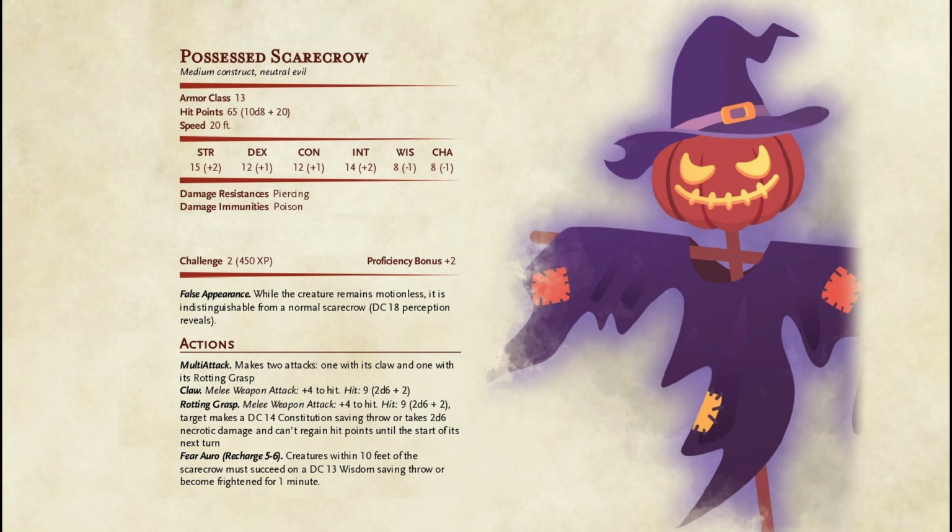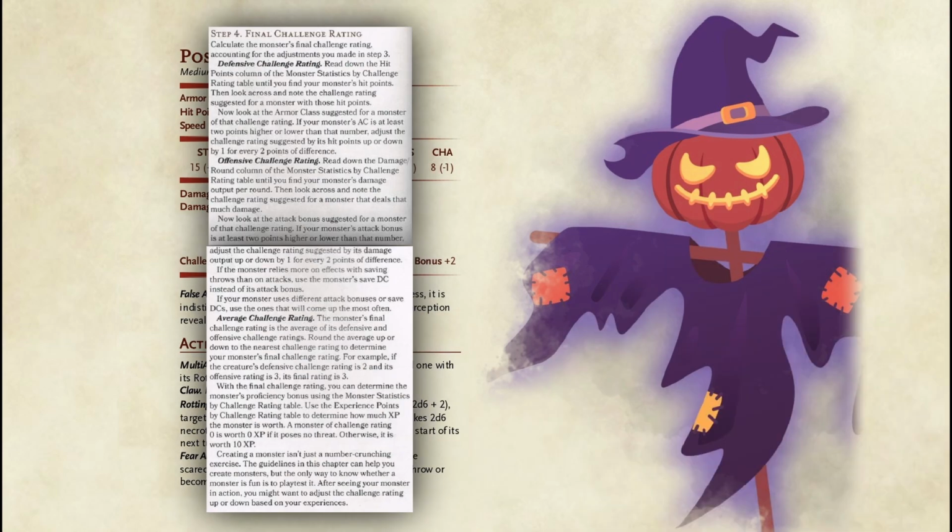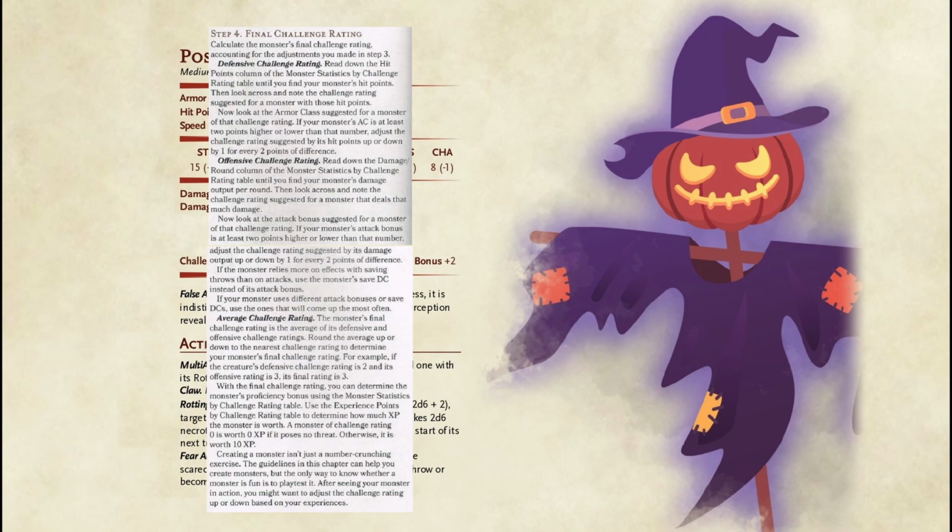Now we need to check our challenge rating again and determine if we want to either increase the challenge rating or alter our stats slightly to fit the CR that we are shooting for. The DMG outlines the process for this under step 4, page 274. In our case, we don't need to adjust anything to stay at a CR2.